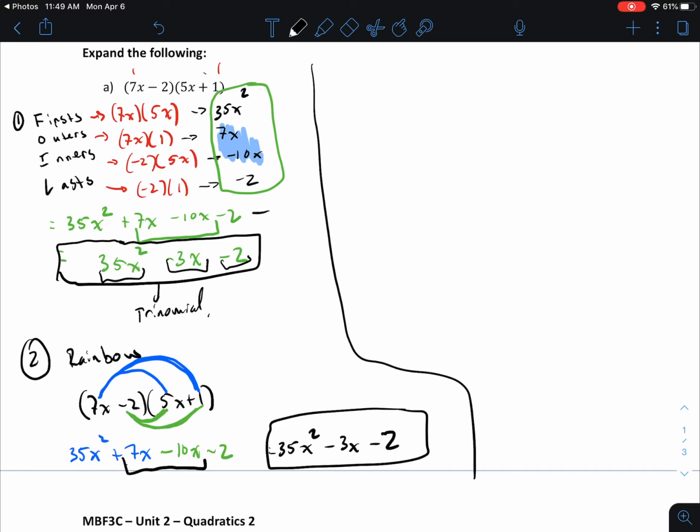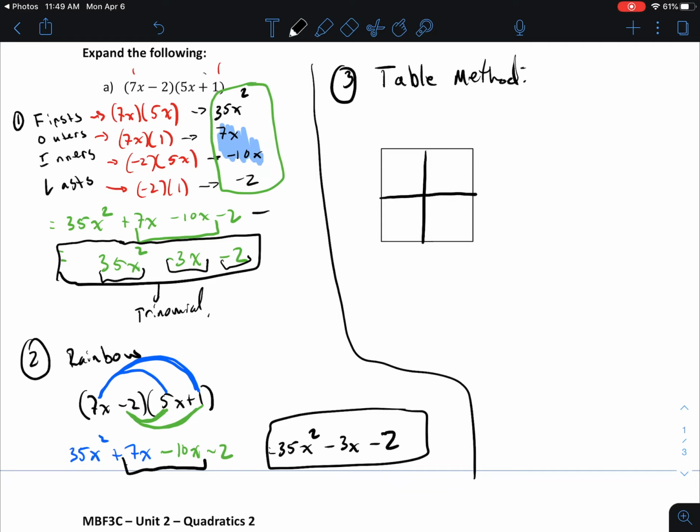Okay, one more method, method 3. This is what we call the table method. Again, I should expect to get the same answer. With the table method, here's how this works. You basically just get to draw a table, right? And then you're going to fill the inside of the table out.